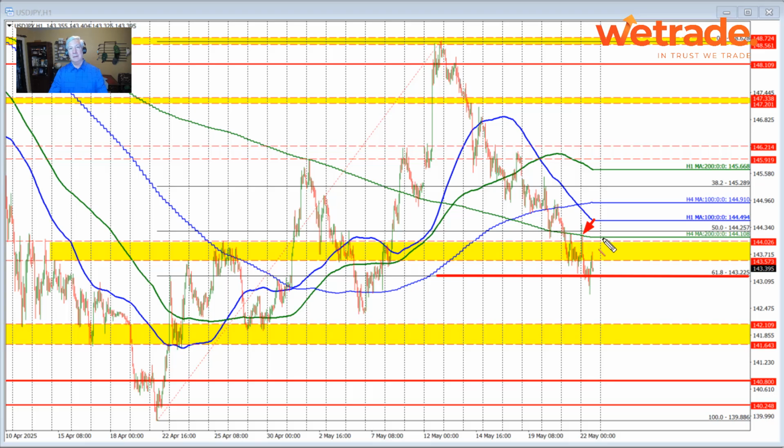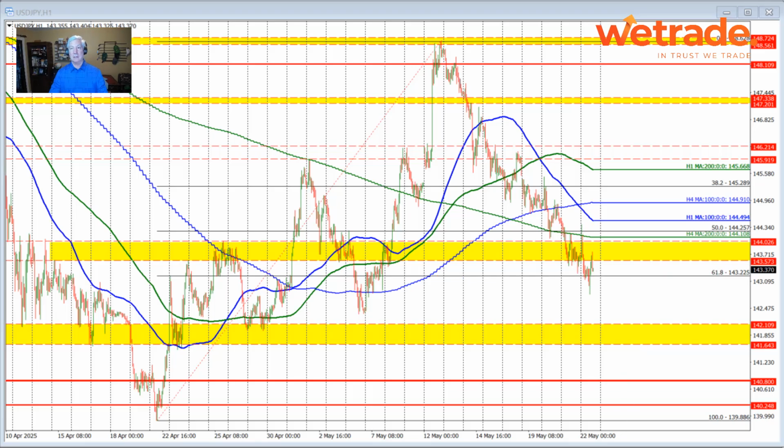As long as the price can remain below the 200 bar moving average and the 50% retracement, the bias is more to the downside for the dollar versus yen. We do have to get below the 143.22 level and stay below that level to increase the bearish bias, with traders then looking down toward the swing area down here between 141.64 and 142.10.